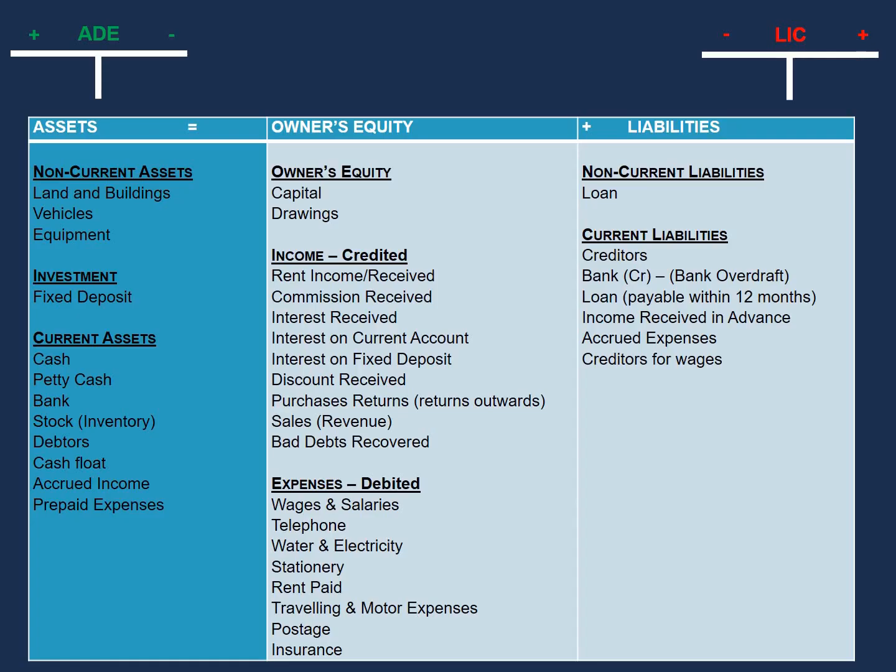Now let's classify the two accounts. We will have bank, and since our bank decreased, we would enter that on the credit side. And the second account we have is loan, and since our loan decreased and it's a liability, we would enter that on the debit side. Now let's complete the first transaction.